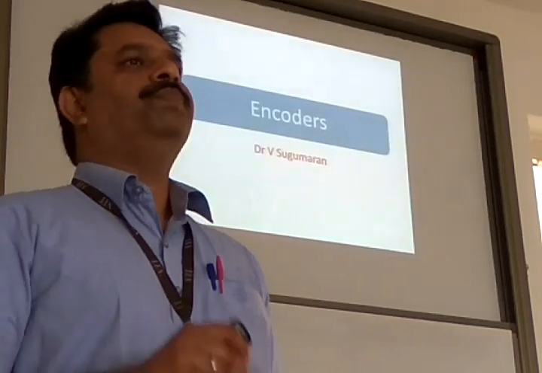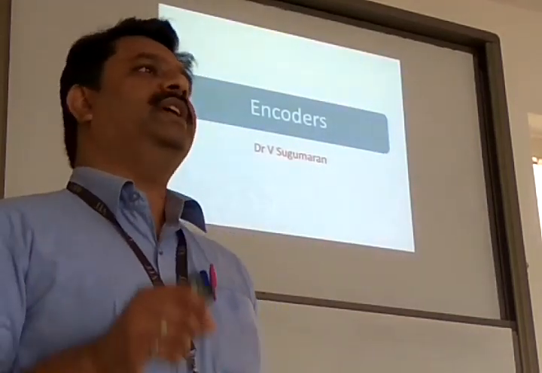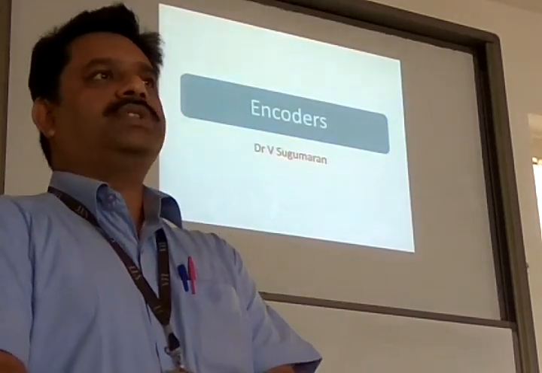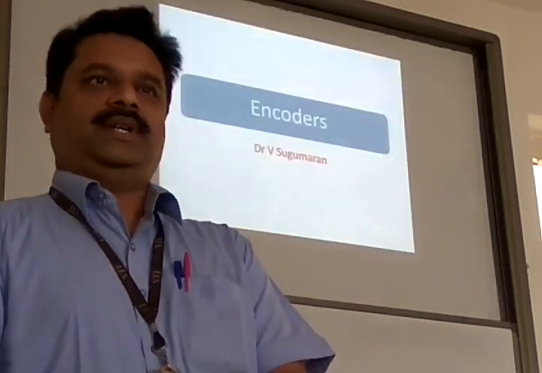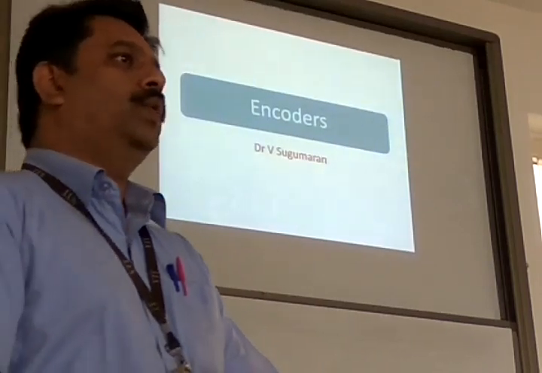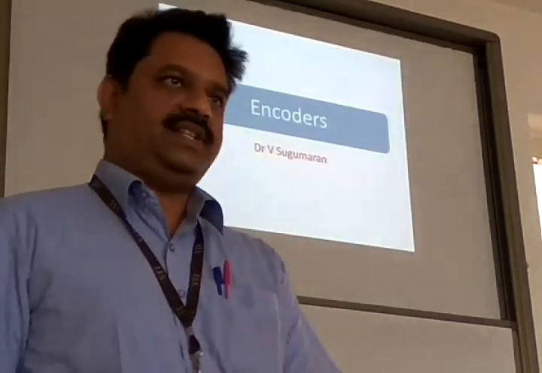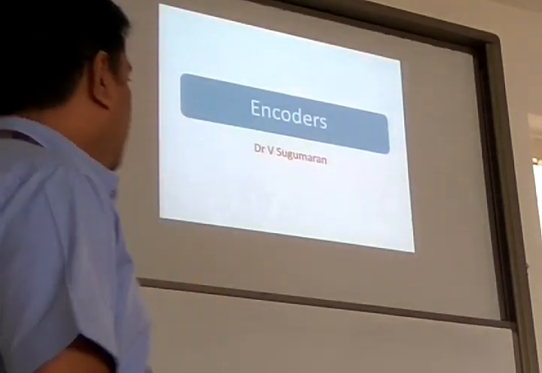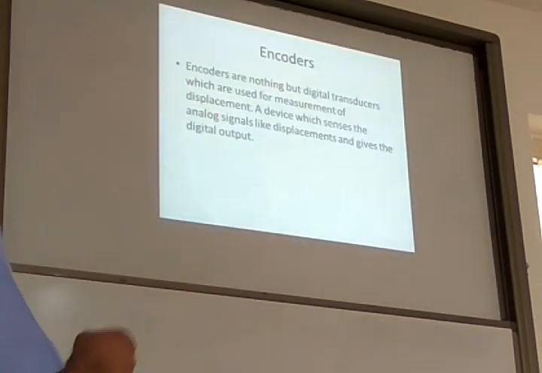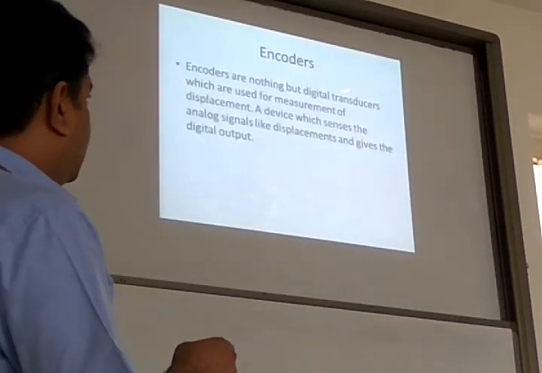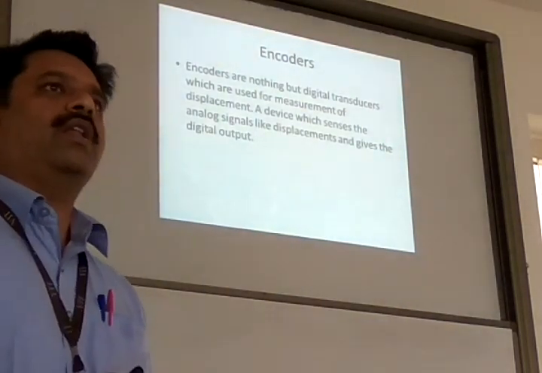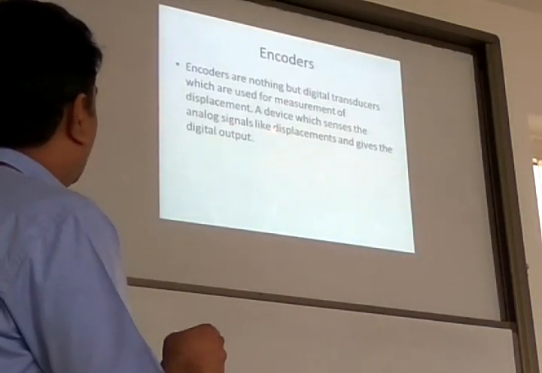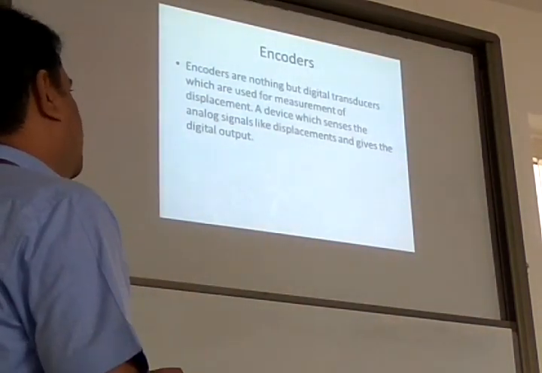The encoder is also a device used for measuring displacement. Of course, it can be used for measuring velocity also, but mostly it is used for displacement. It can be very well extended to measure linear velocity as well as rotary velocity of a rotating shaft, but mostly it is used for linear measurements. Encoders are basically digital transducers, not analog transducers, and they are used for measuring displacement.